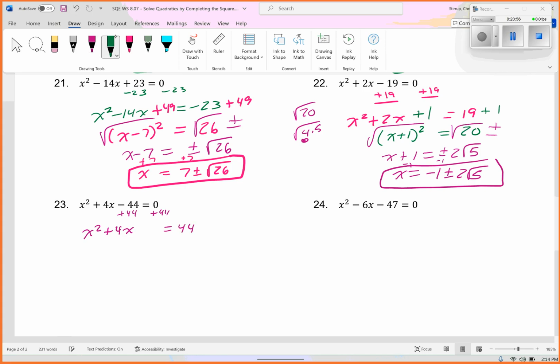What's next? X plus 2, because you take half of that middle term. What's 2 squared? 4. Add 4 to both sides. 4 plus 44 is 48. Better? Sorry about that. All right. Root. Don't forget. Good. All right. 48 is always the tricky one.